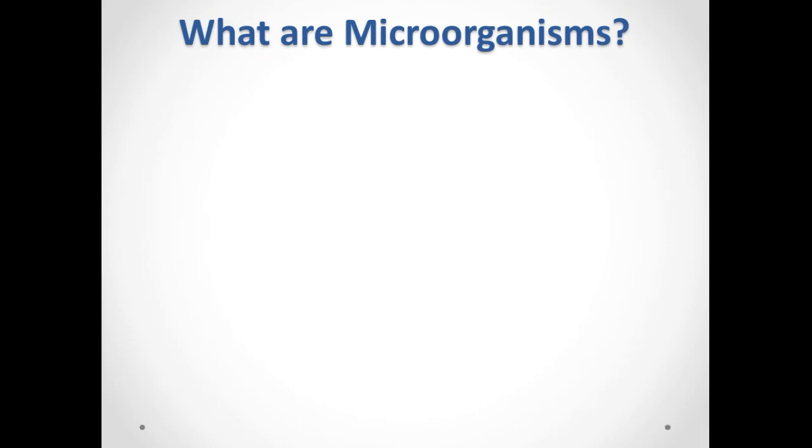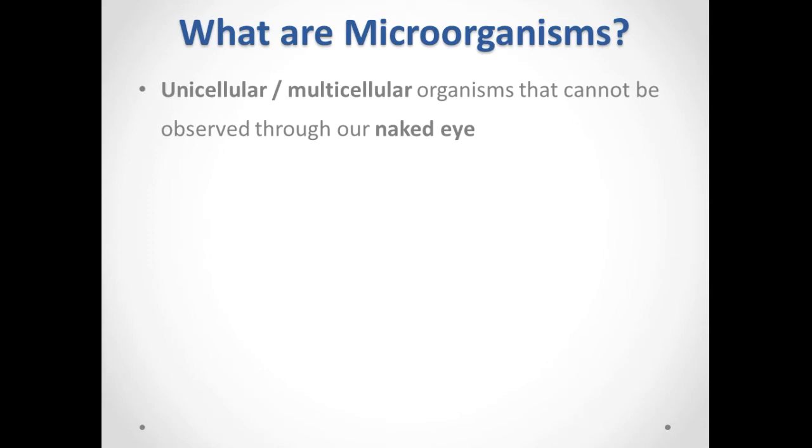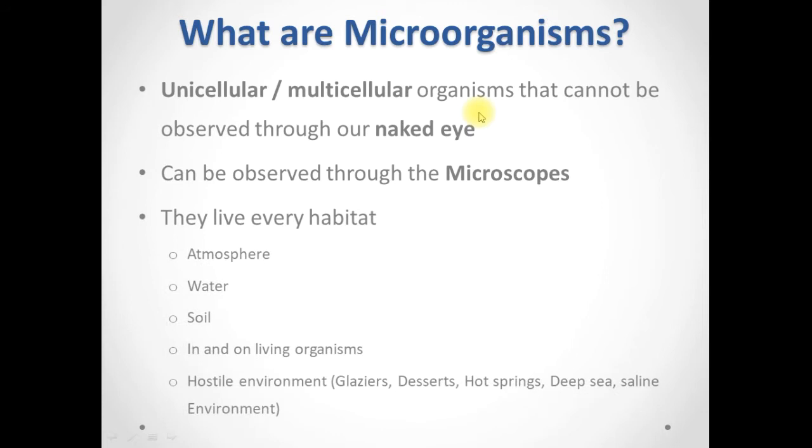Before starting this lesson, we must know what microorganisms are. Microorganisms are unicellular or multicellular organisms that cannot be observed through our naked eye. But they can be observed through microscopes. These microorganisms can live in every habitat, such as the atmosphere, water, soil, in and on living organisms, and hostile environments, such as glaciers, deserts, hot springs, deep sea, saline environments, etc.